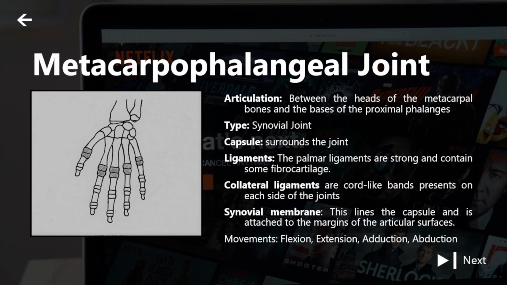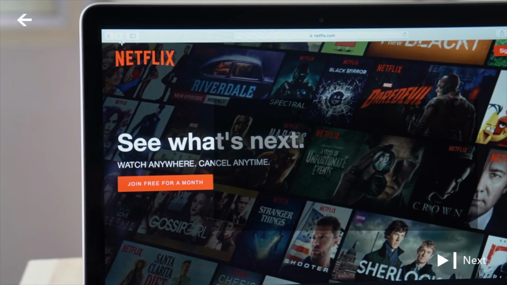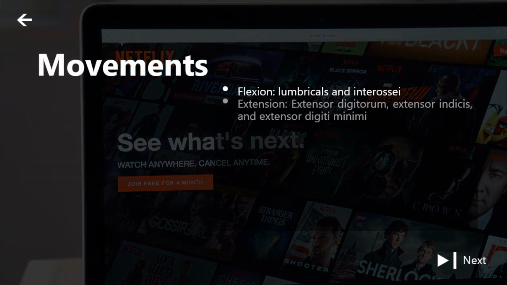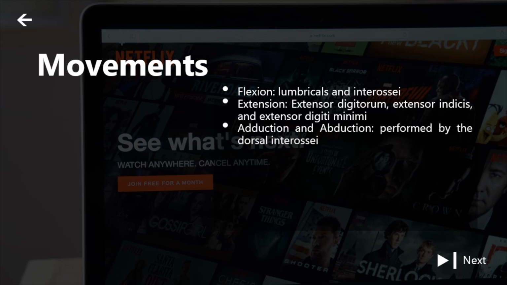The movements, we have flexion, extension, adduction, and abduction. We have 4 movements. So we have flexion: lumbricals and interossei. Extension is extensor digitorum, extensor indicis, and extensor digiti minimi. Next is adduction and abduction. They are both performed by the dorsal interossei.